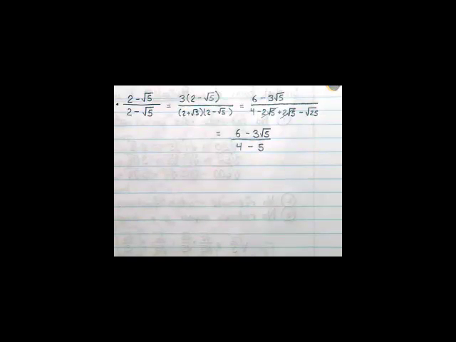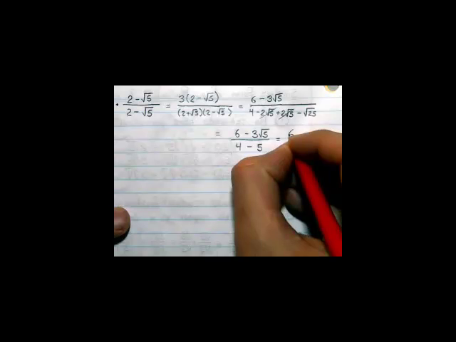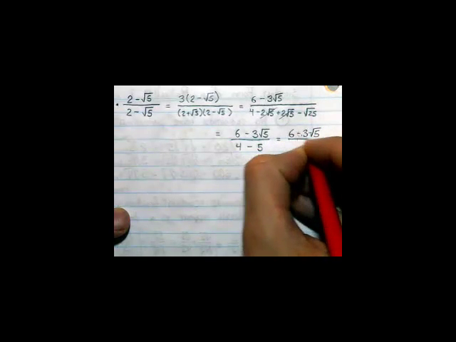Okay, well, what's 4 minus 5? Negative 1. Okay, so I've got 6 minus 3 square root of 5. And that negative 1, if I divide everything on the top by negative 1, that's just going to change all the signs, right?